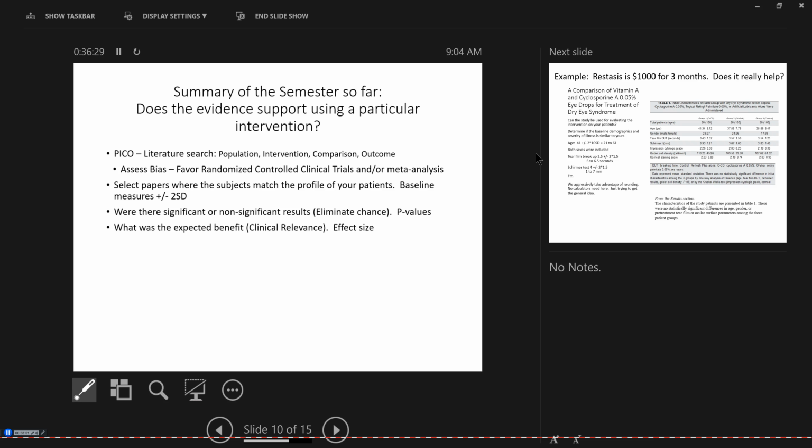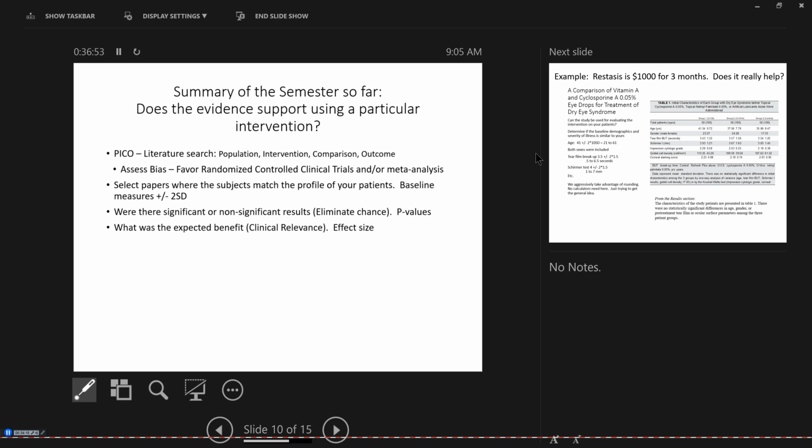So the first thing we do when we want to figure out what to do for a patient is we do PICO, that's our literature search. We search on the population, say glaucoma, the intervention, say drops, the comparison. We want to study one eye drop against another. The outcome: does the IOP go down?